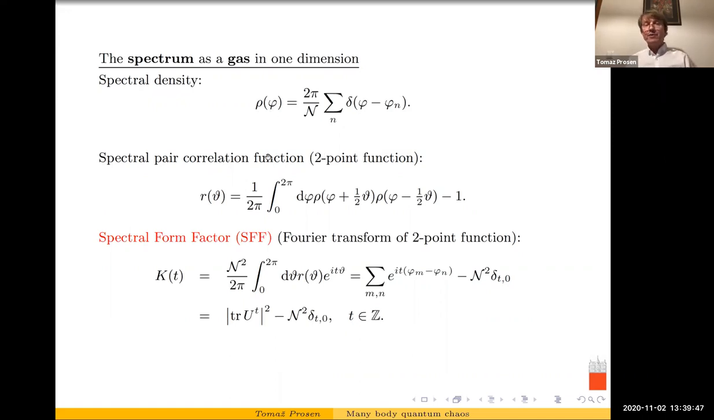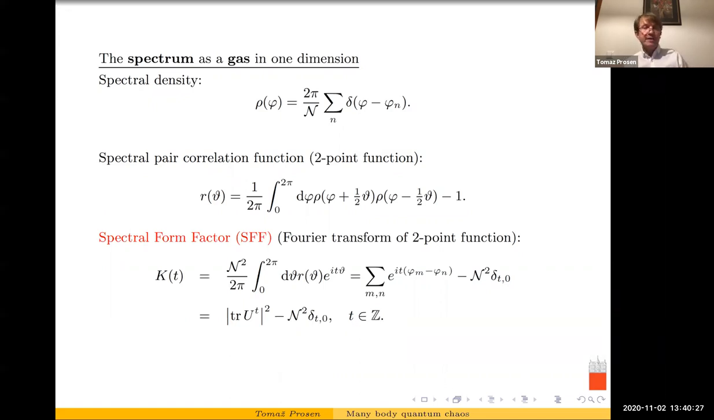Let's define the simplest two-point correlation measure of this spectrum, which I will denote as R of theta. Theta is a cyclic variable, and I assume that the density on average is equal to one, so that the spectrum is democratic. This is an assumption, but I think it is a very reasonable one. So I define a spectral correlation as an average over the unit circle, an integral over phi, and theta is now a displacement coordinate. I define it such that it is a connected correlation function, so I subtract one, which is just the spectral density squared.